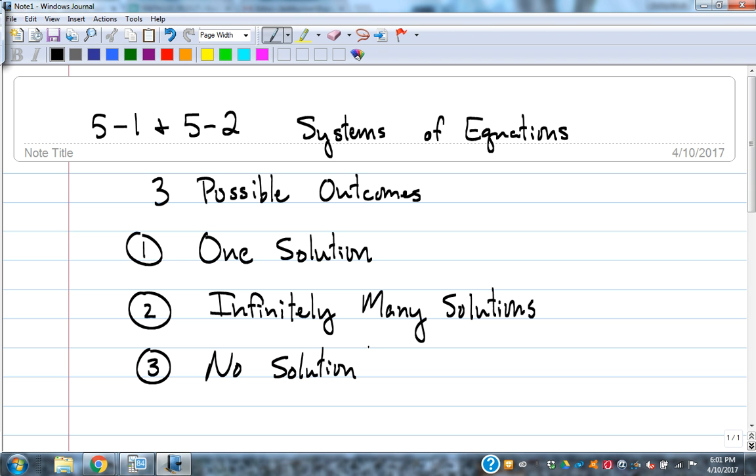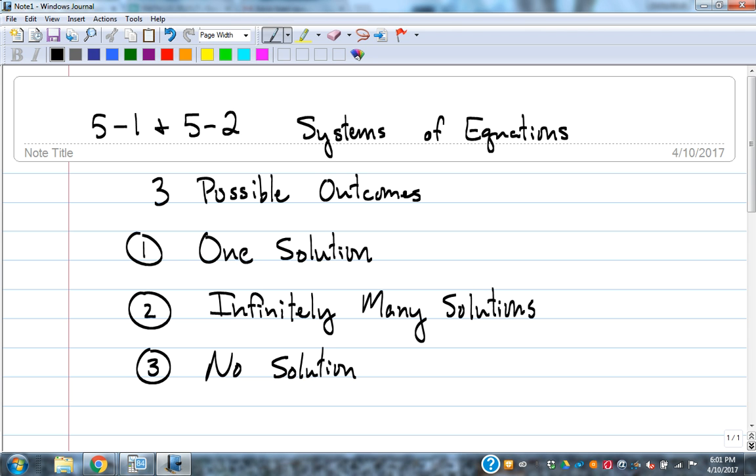So no matter what method we decide to use to solve a system, no matter what size the system is, these are the three options. There's one solution, infinitely many solutions, or no solutions. This is when we're dealing with linear equations. When we get to nonlinear systems, this doesn't hold true.